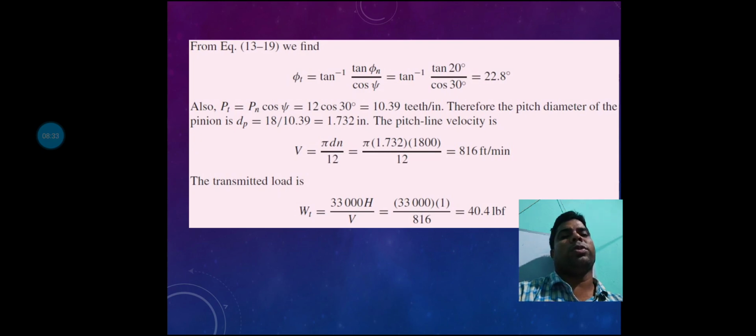Now the transmitted load Wt is equal to 33,000 H by V. H is equal to 1, meaning 1 horsepower, so 33,000 into 1 divided by the pitch line velocity 816, that means 40.4 pounds.